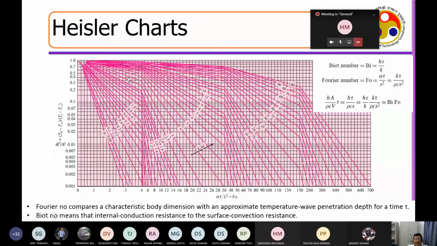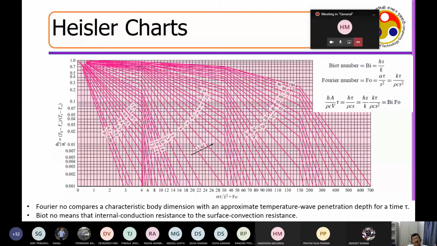So what I do, I plot against any one of them, and then I vary. Suppose I plot theta by theta i with respect to the Fourier number for different Biot numbers. It is also possible to plot theta 0 by theta i in terms of the Biot number for all Fourier numbers. That actually gives me the total picture of how exactly temperature is propagating into the system. And these particular charts are called Heisler charts.